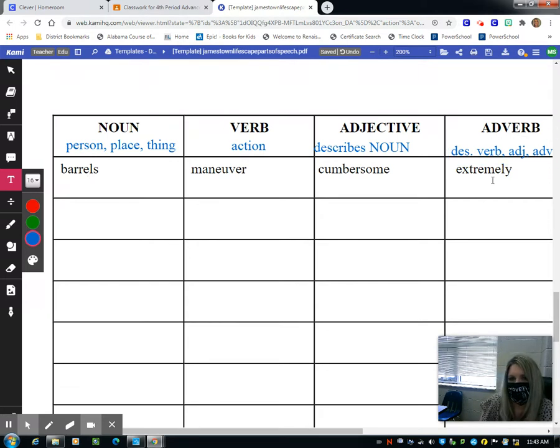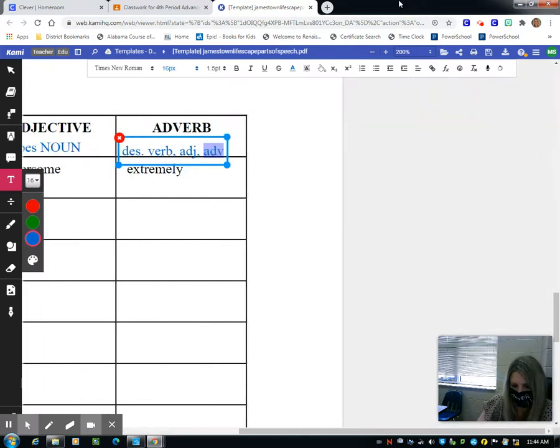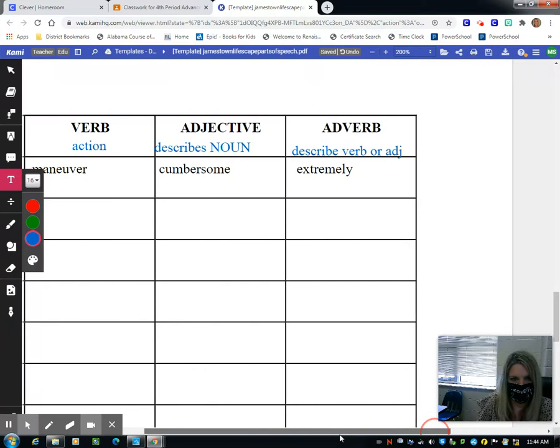And then adverb can either describe your verb or your adjective, right? That's what adverbs do. They can't describe the noun though. They can only describe the verb or the adjective, okay? Or adjective or adverb. We're not going to put adverb on this because there aren't any extra adverbs. For this chart, it's going to describe verb or adjective because we only have one adverb.